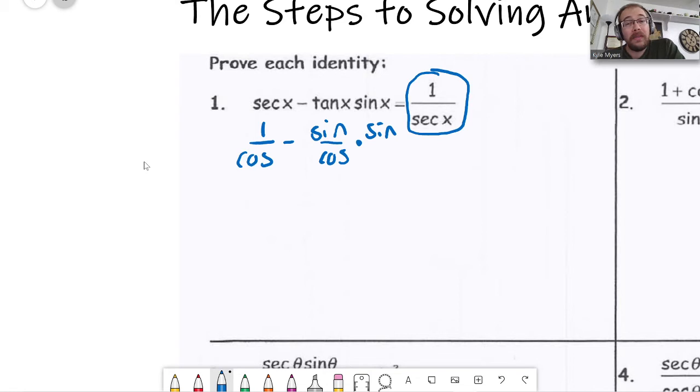So if the answer is just one thing, then I probably need to put this stuff together at some point. Well, I can add these now that they have the same denominator. I can say 1 minus sine times sine is sine squared over cosine. Oh, okay. So then I go to the dessert, and there's still no dessert because I don't have a 1/2 x or a 2x either on the left or the right side. So I don't really have any indication that I should be looking for dessert.